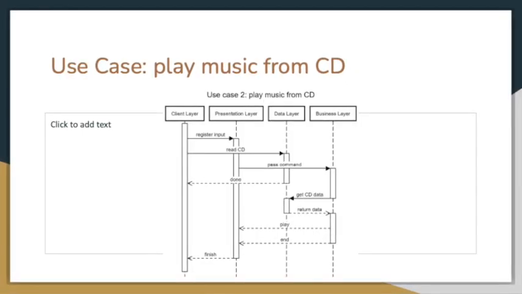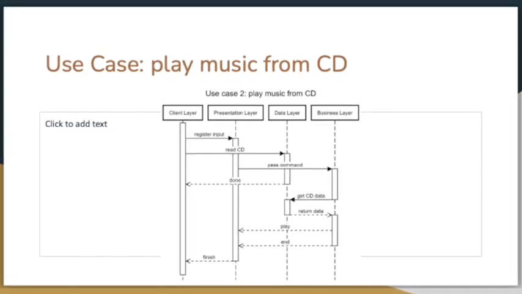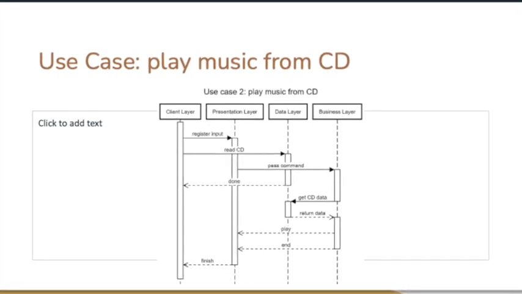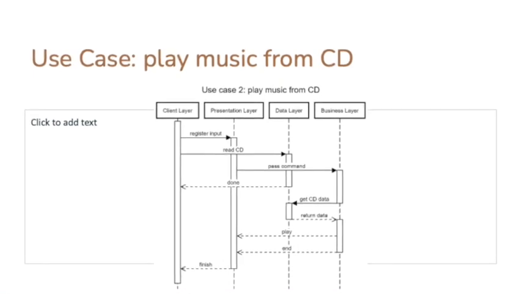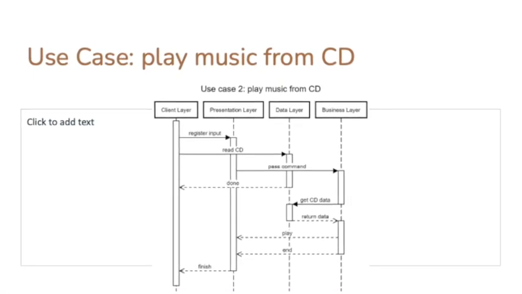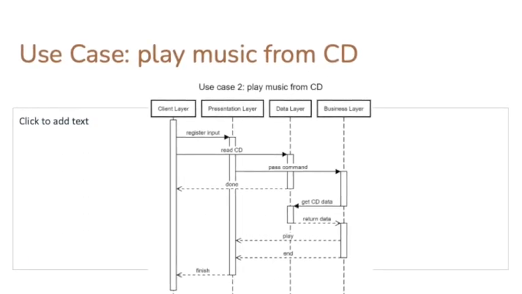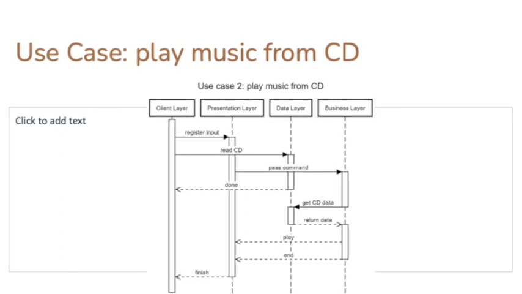Now let's take a look at one of our use cases, playing music from CD. The user uses the application through the client layer. The input for playing CD is registered on the presentation layer and passed on to the business layer, and at the same time the data layer reads the CD. Following that, the data is fetched by the business layer and it starts to play, and it finishes when the music ends.